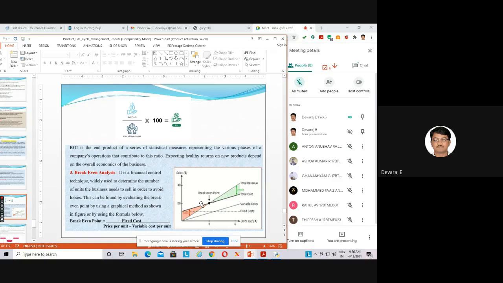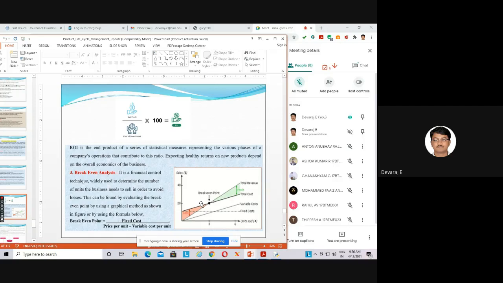So I'm investing 10 rupees for manufacturing each product, and I'm selling it for 12 rupees. If I sell 1,000 products, I'm getting the revenue, meaning I'm getting back whatever I've invested, that is the fixed cost as well as the variable cost.